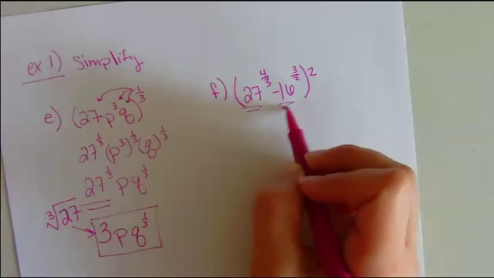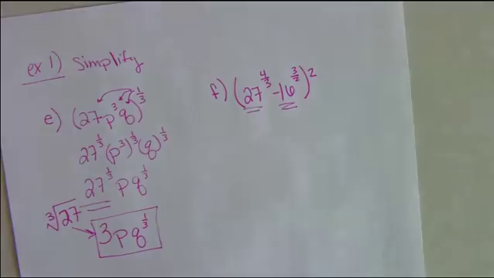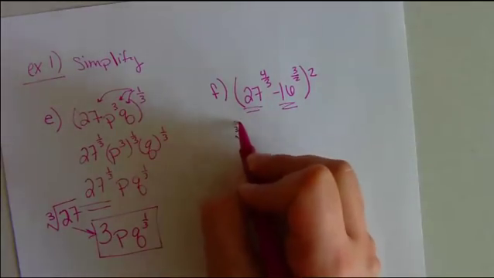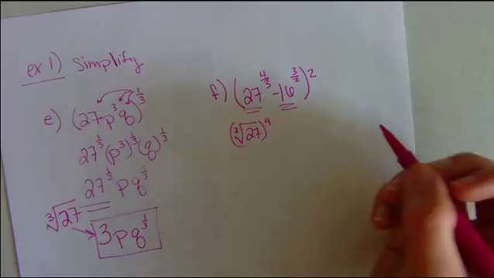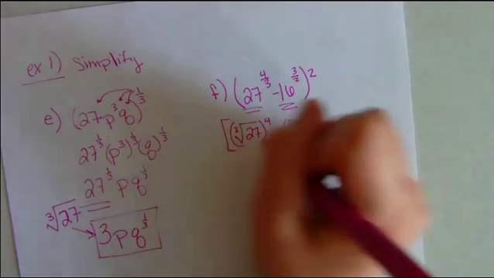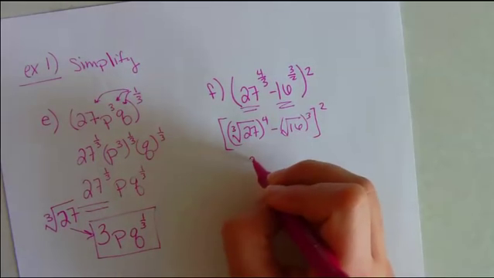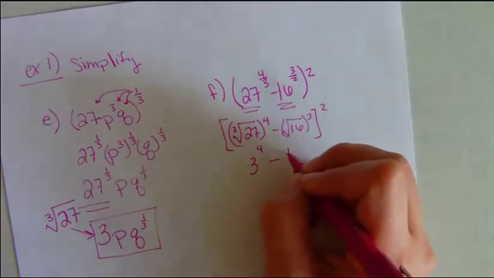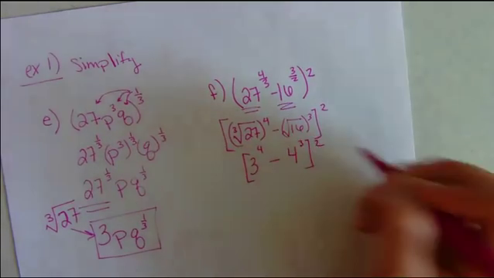We're going to simplify these with no calculator, which means we're going to change them into radicals because we can mentally do that a little bit easier. So 27 to the 4 thirds is going to be the cube root of 27 to the 4th power. And 16 to the 3 halves is going to be the square root of 16 to the 3rd power. And then all of this is still squared. So the cube root of 27 is 3 to the 4th power still, minus the square root of 16 is 4 to the 3rd power still, everything squared.